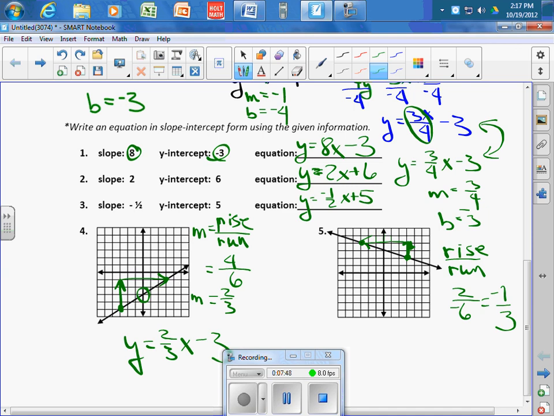Where does this thing cross the y-axis? At +3. So we would have y is equal to -1/3 x plus 3. Another way to write this, by the way, would be just the opposite of x over 3 plus 3.